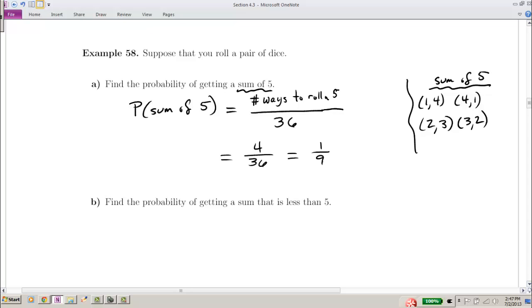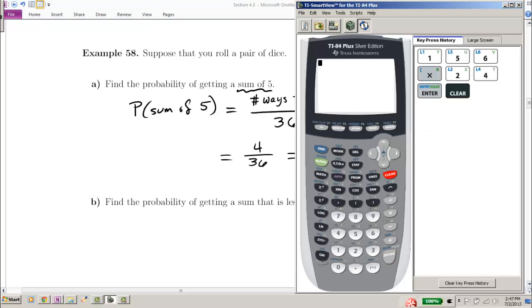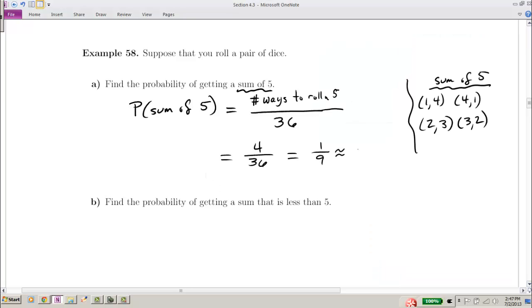Now you can express probabilities as fractions, and often when they're theoretical probabilities, you'll probably notice that I will leave my answers as reduced fractions most of the time, but it's also perfectly acceptable to actually do the division on the calculator. 1 divided by 9 is 0.11111 repeating, so we could round that to the nearest hundredth.